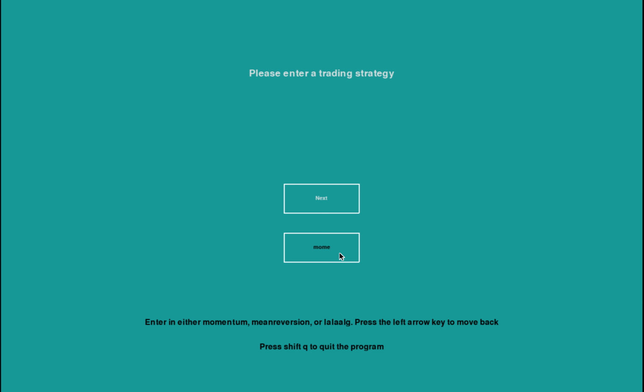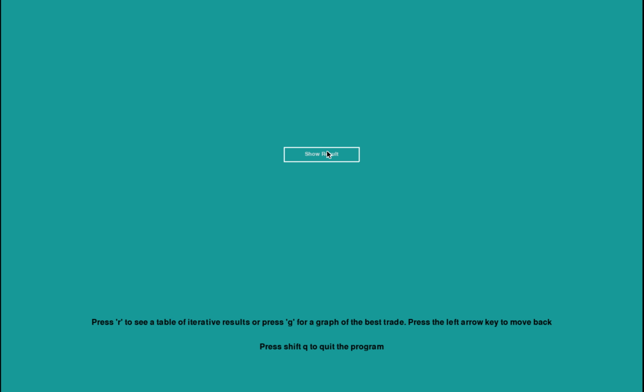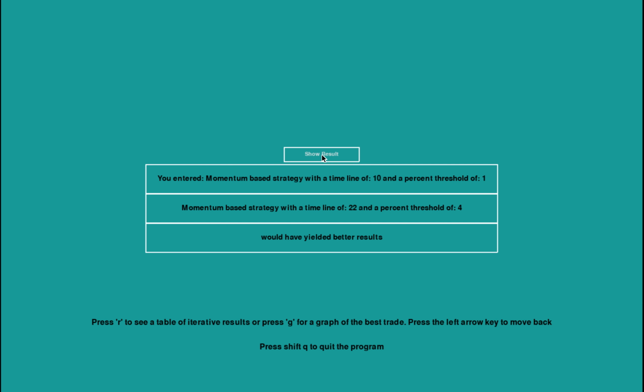So right now I'm going to start with momentum-based trading algorithm at the timeline of 10 days, a percent threshold of 1, and a stock ID for Apple. And then we'll simulate the trade and we'll show the results. And so it's telling me that I entered in the momentum-based strategy with a timeline of 10 days and a percent threshold of 1, as we saw. And it believes that a momentum-based strategy with a timeline of 22 and a percent threshold of 4 would yield better results.